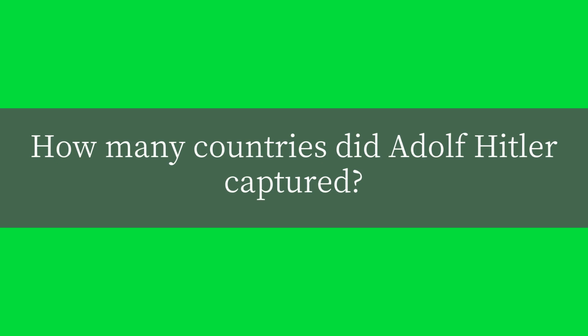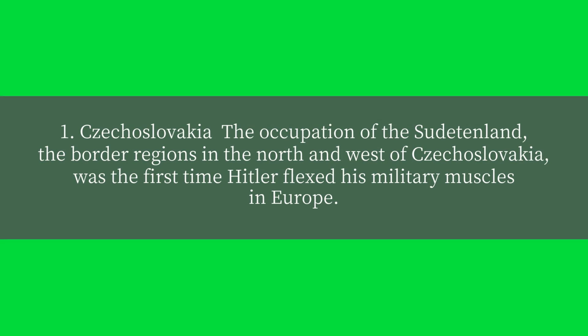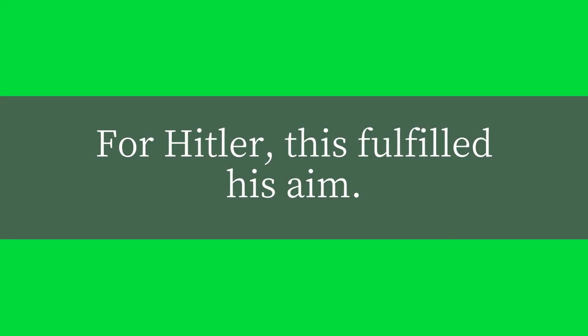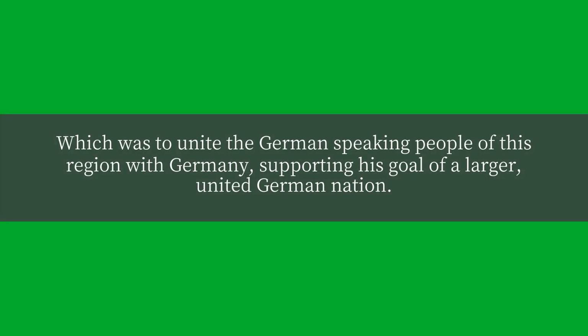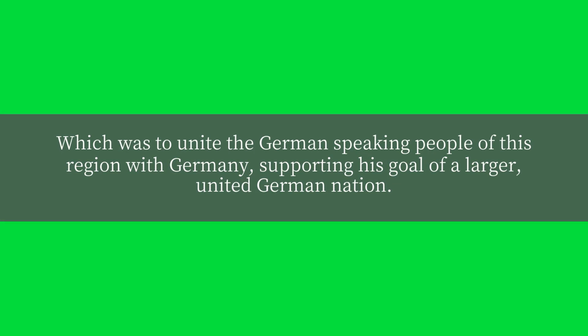How many countries did Adolf Hitler capture? 1. Czechoslovakia. The occupation of the Sudetenland, the border regions in the north and west of Czechoslovakia, was the first time Hitler flexed his military muscles in Europe. For Hitler, this fulfilled his aim, which was to unite the German-speaking people of this region with Germany, supporting his goal of a larger, united German nation.